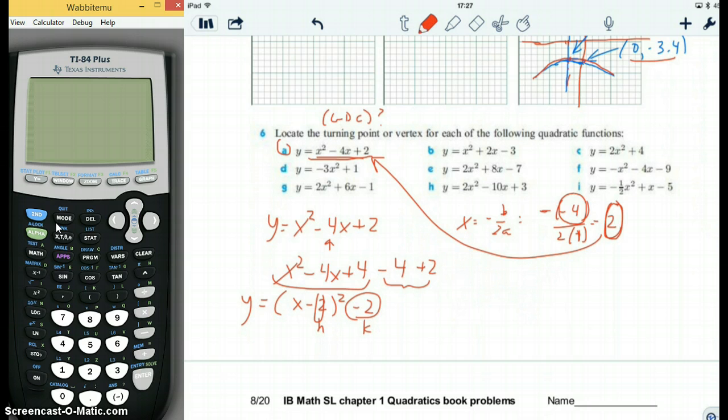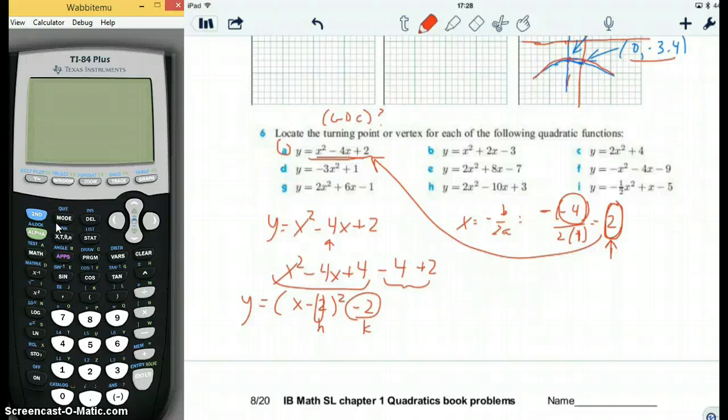And once you know the axis of symmetry x coordinate is 2, then you can figure out the y by putting the 2 in the equation. If we do that, then we'll have 2 squared minus 8 plus 2, and that will give us the y coordinate. Okay.